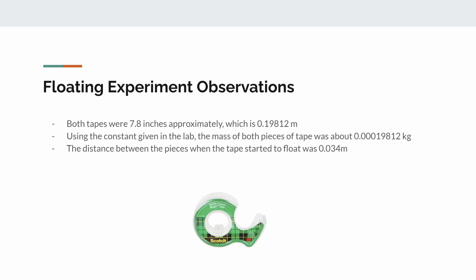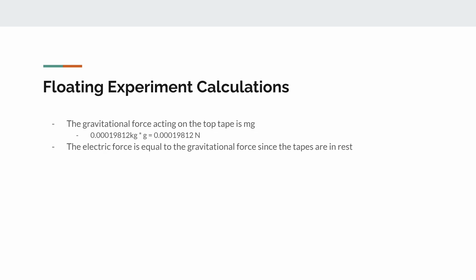Floating experiment observations. Both tapes were approximately 7.8 inches long, so that's that amount in meters. Using the constant given in lab 1, I can estimate the mass to be about 0.0001912 kilograms. The distance between the pieces when the tape started to float was 0.034 meters. Using this data, I can find the gravitational force acting on the top tape, which is about that many newtons. We know the electrical force is equal to the gravitational force because the top tape is at rest, so the two forces must be equal.